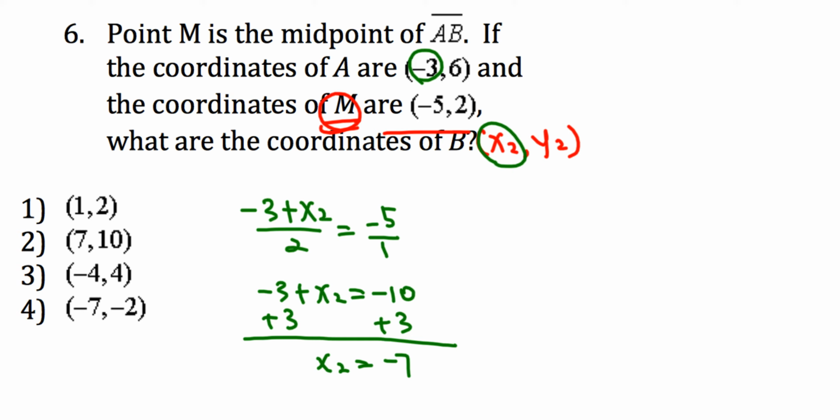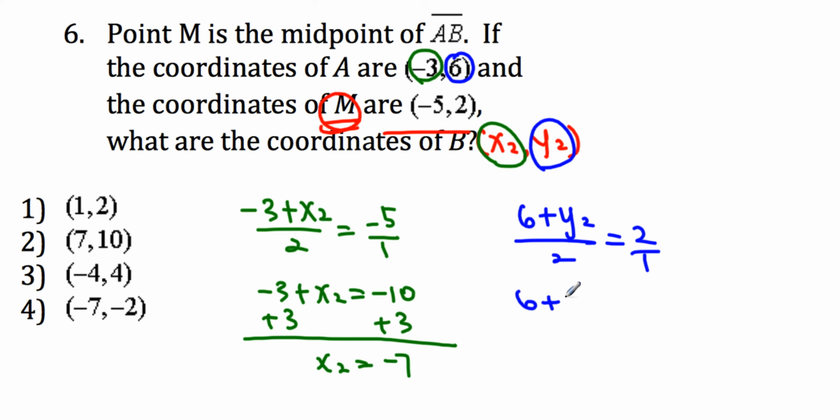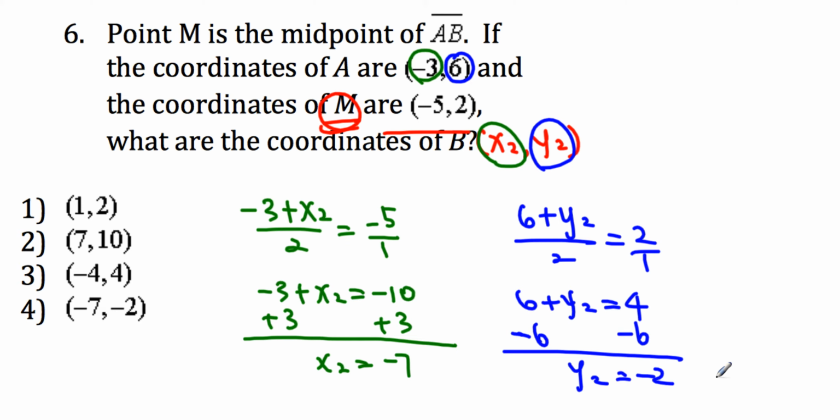How about the y value? We can see something similar. This is x sub 1 and y sub 1, and this is y sub 2. So we get 6 plus y sub 2 over 2 must be equal to 2. Yes, we can put it over 1 as well. And as we cross multiply, we get 6 plus y sub 2 is equal to 4. Then as you subtract 6 from both sides, we get y sub 2 must be equal to negative 2. So negative 7 comma negative 2 becomes our answer, which is choice 4.